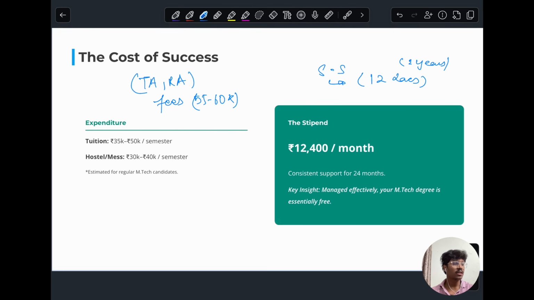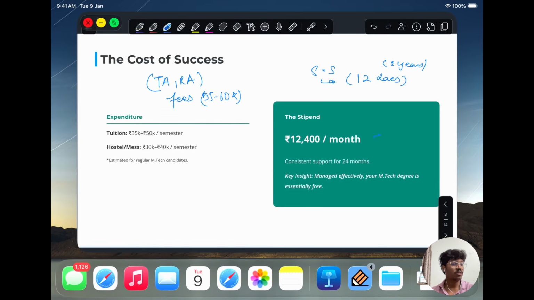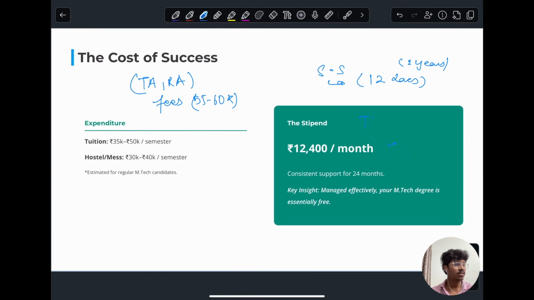The TAs and RAs receive around 12,400 as a stipend. For RA, sometimes it is greater than that also. Depending on the guide, the project funding, and all other factors, you can receive around 12,400 or even above for RA category students.